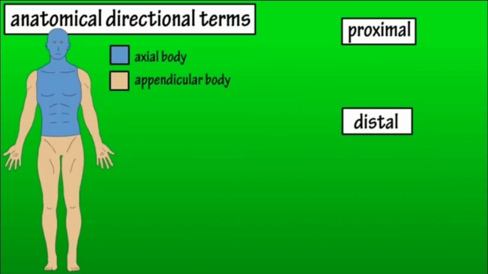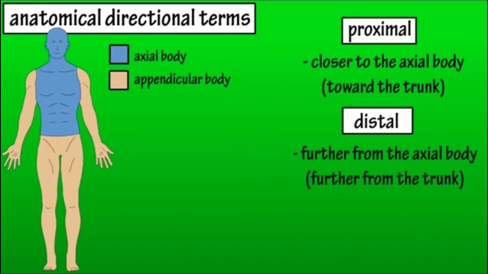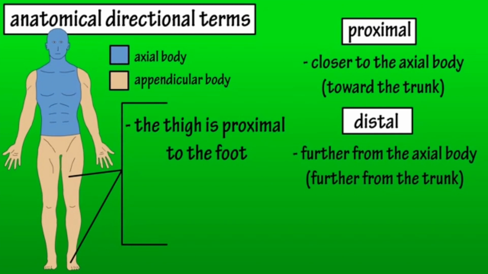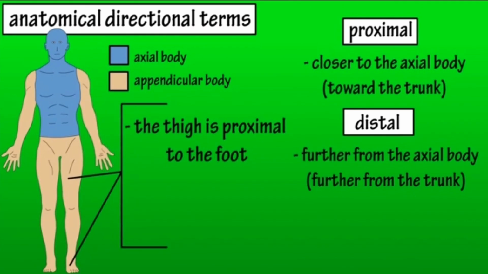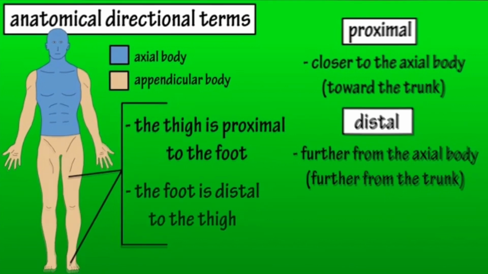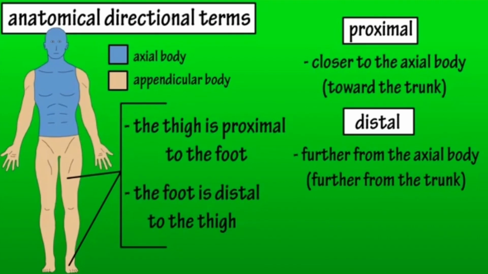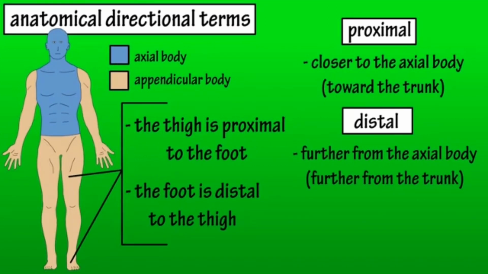Next is proximal and distal. Proximal describes a position in a limb that is nearer to the point of attachment or the trunk of the body. Distal describes a position in a limb that is farther from the point of attachment or the trunk of the body. Let's just say that the thigh is proximal to the foot, meaning the thigh is near to the trunk of the body. Or you can say that the foot is distal to the thigh, meaning the foot is away from the thigh or the trunk of the body.